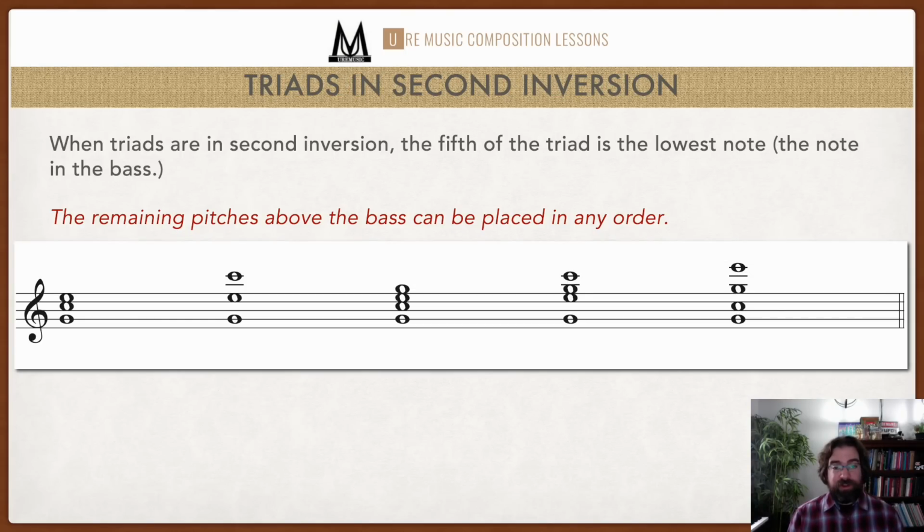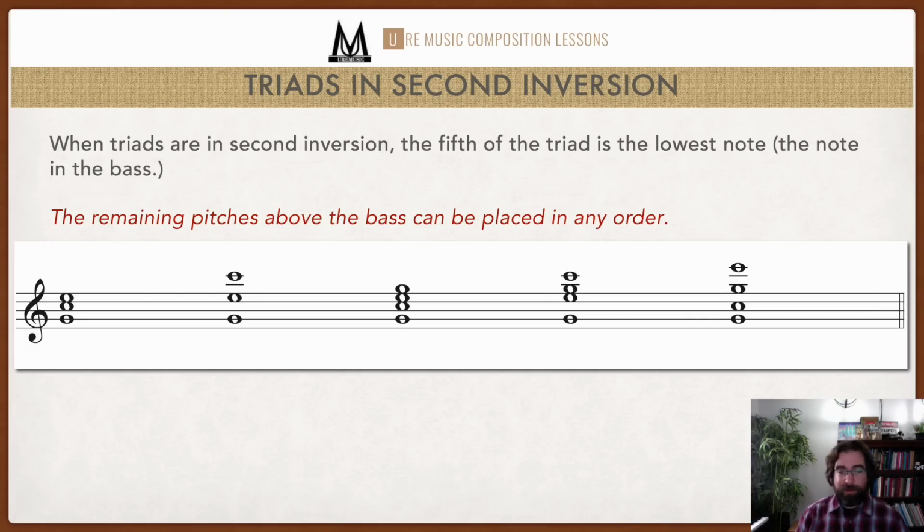So second inversion, the least stable of all the triads. The fifth is in the bass. It almost sounds deceptively like a root position triad, but it's not. It almost sounds like G is a bass note. But you don't have G as a bass note, so it tends to actually confuse the ear a little bit. We lose the tonality when we write second inversion triads.